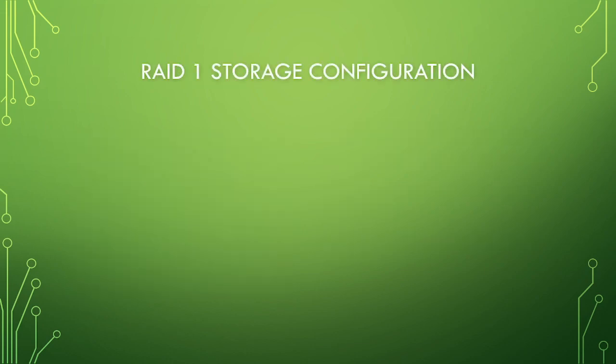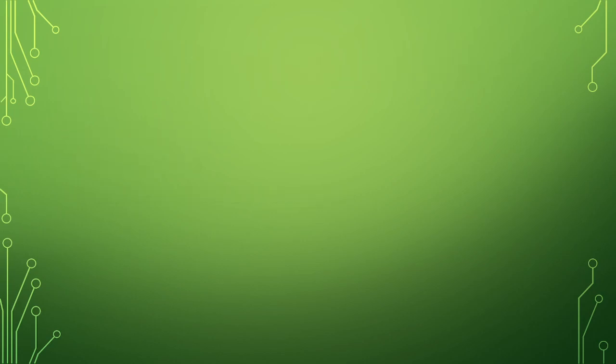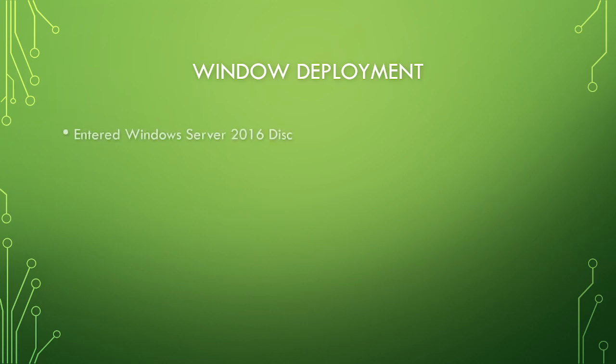To finish the milestone work in Milestone 2, it was requested to configure RAID 1 storage on a server with 2 removable drives. First, the drives and the servers had to be wiped clean and fresh for a new start. Second, we used HP Smart Start as a basis for creating the RAID 1 configuration. The DVD was inserted into the server, and once booted up in the BIOS, it was able to configure to have RAID 1 storage configuration. This was followed by our Windows deployment of Windows Server 2016. We did this by entering the Windows Server 2016 disk and configuring the setup accordingly.